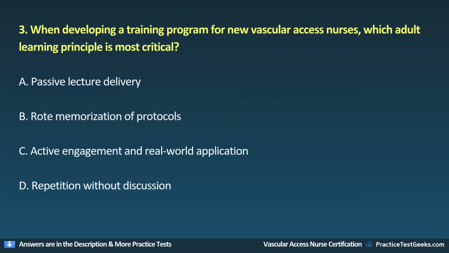3. When developing a training program for new vascular access nurses, which adult learning principle is most critical? A. Passive lecture delivery. B. Rote memorization of protocols. C. Active engagement and real-world application. D. Repetition without discussion.